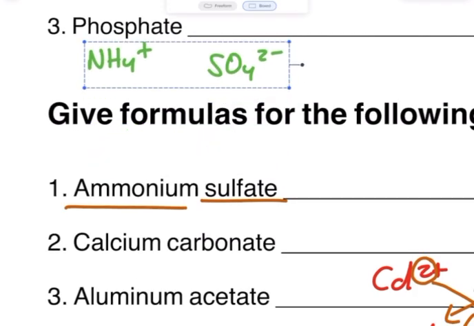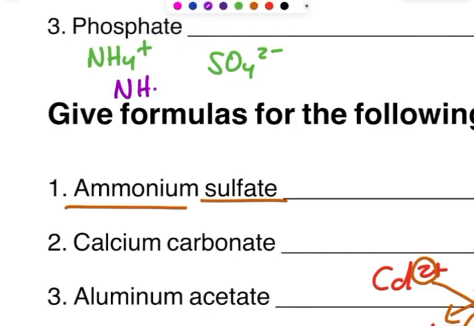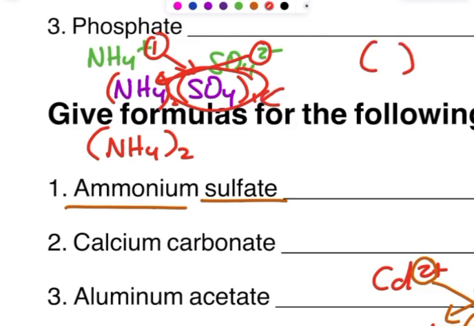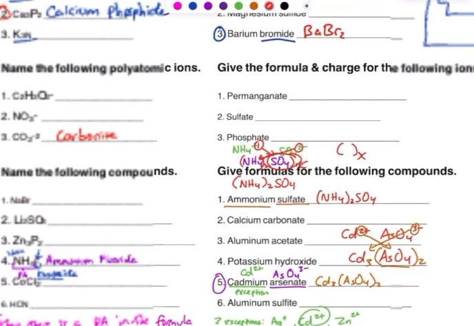Okay, so watch this. I'm going to put these guys up here. I'm going to rewrite the formulas, NH4 and SO4. How many sulfates am I going to have? Well, there's an invisible 1 here, so I have 1 sulfate. There's a 2 here. Crisscrossing my charges, I have 2 ammoniums. So I have (NH4) in parentheses, 2. And then SO4, you don't put the 1. Anytime you have a parentheses 1, that doesn't exist. It's just no parentheses, no 1. So (NH4)2SO4 is the correct answer here.